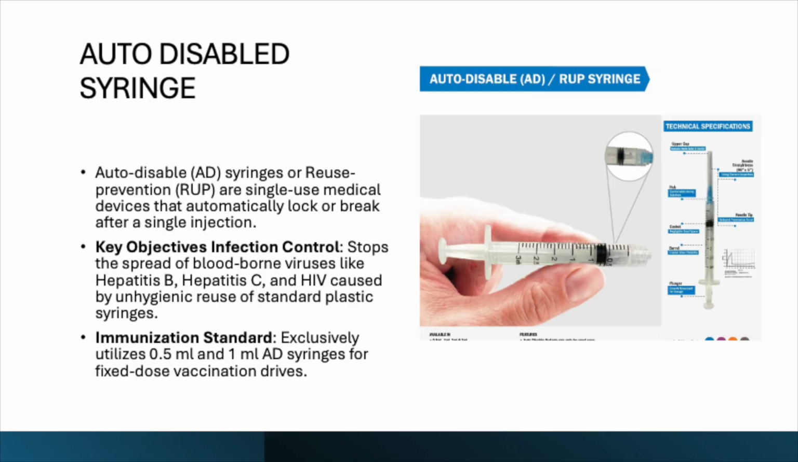Next, let us understand the auto disable syringe. These are also known as reuse prevention syringes, and they are single use medical devices that automatically lock or break after a single injection. The key objectives behind this design are twofold. First, infection control, which stops the spread of blood-borne viruses like hepatitis B, hepatitis C, and HIV caused by unhygienic reuse of standard plastic syringes. Second, meeting the immunization standard. Since the program exclusively utilizes 0.5 milliliter and 1 milliliter auto disable syringes for fixed dose vaccination drives.